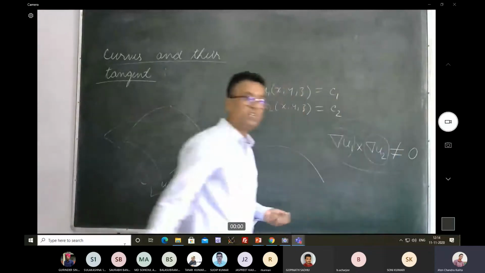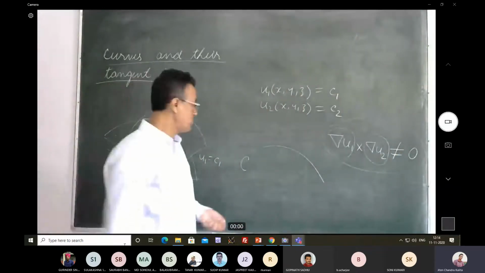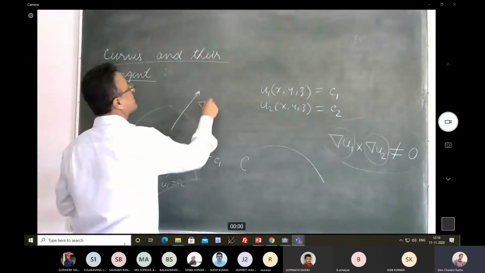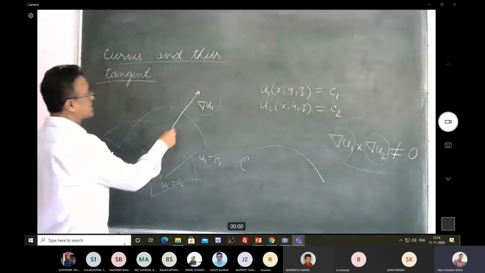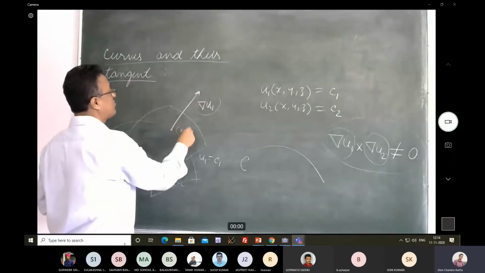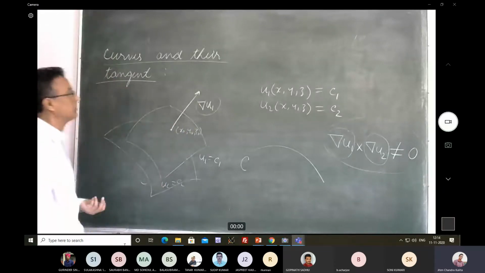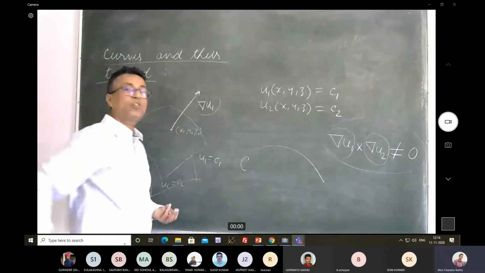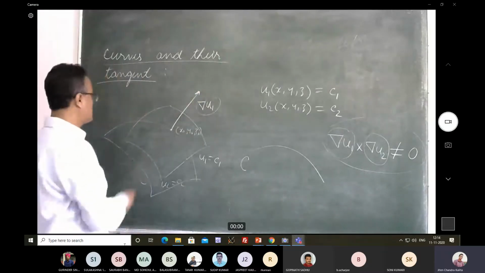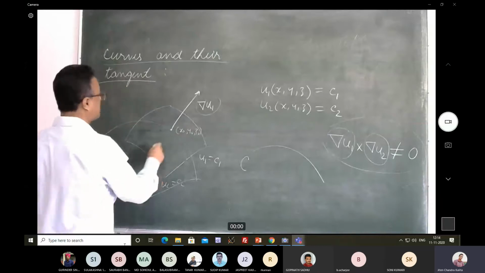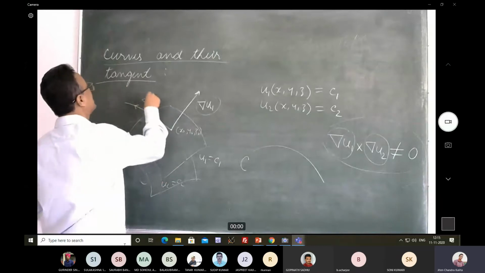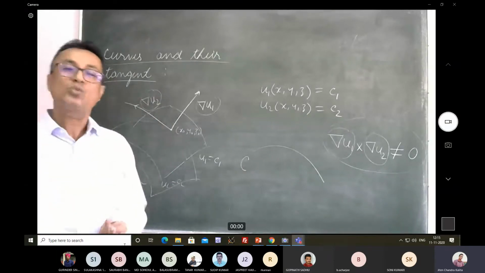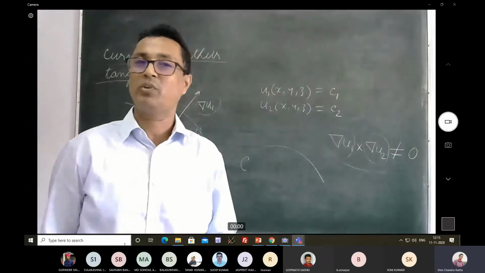Now let us get back to these two. As you know, grad U1 at a particular point, say x0, y0, z0, is nothing but a normal to the surface at that particular point. Similarly, I can have grad U2 at the same point, which is going to be a normal to the surface U2 equal to C2 at that particular point, right?